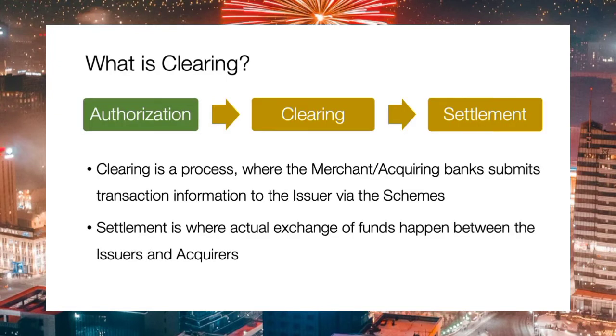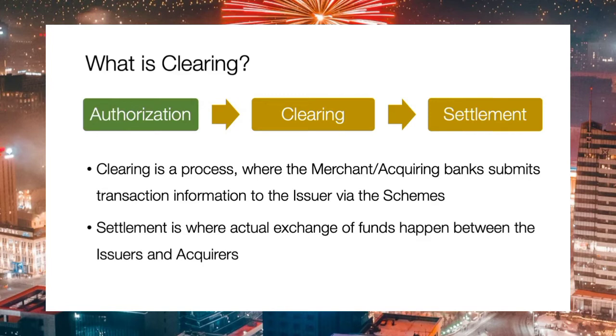In the last video, we looked at authorizations and what does dual messaging system mean. We discussed that in the authorization step, the merchant only takes an authorization from the issuer to proceed with the transaction further. And at the issuer end, the funds are actually put on hold. Now let's look at what does clearing and settlement mean.